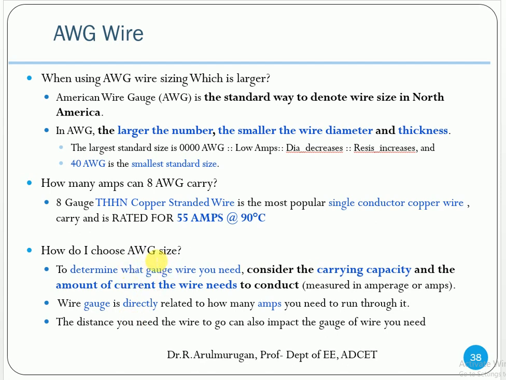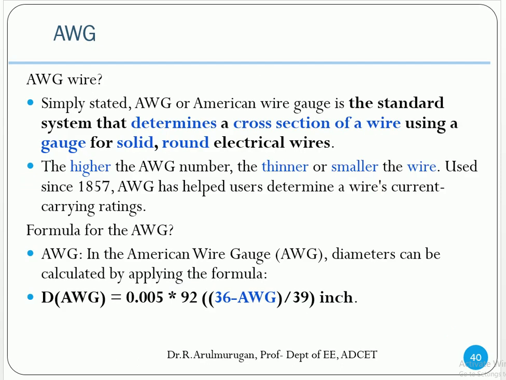So how will I choose the AWG wire? What is the current carrying capacity of your battery? What is needed? Based on that you will select. What is your amps range? You can select based on that. And what is the diameter? For calculation, you can use the formula. For 36 AWG, you can substitute and find out the diameter.